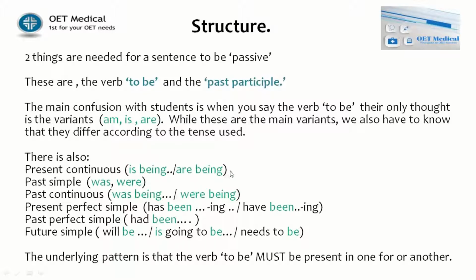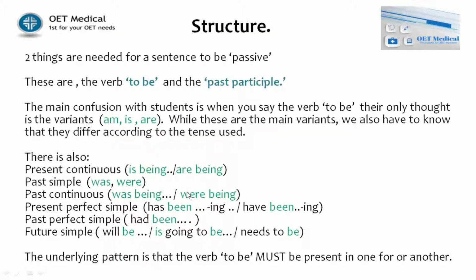The people are being attended to. So the past participle will go there. Past simple, the patient was seen by the doctor. The patients were seen by the doctor. So plural single. Past continuous, the patient was being treated for whatever.